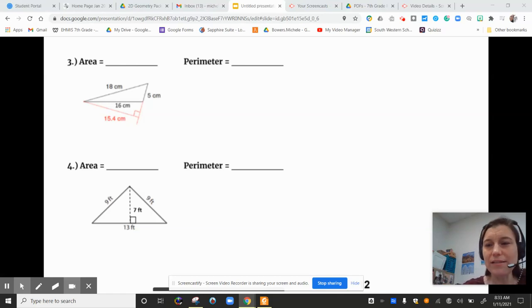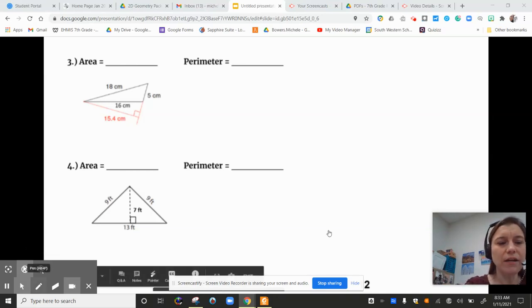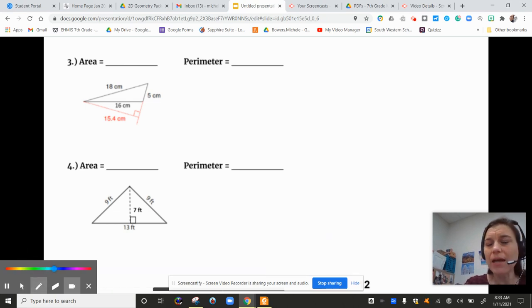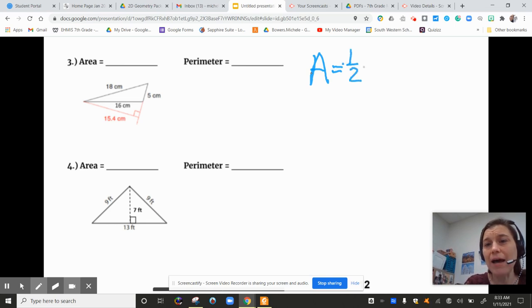Hi, let's just do one example together on how to find the area of a triangle. So to find the area of the triangle, the easiest way is to just use the formula. And a formula means this is a systematic way of getting the right answer. So someone's already developed this for us. To find the area, you would multiply half times the base times the height.